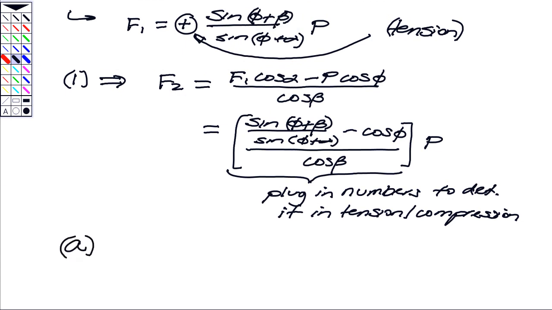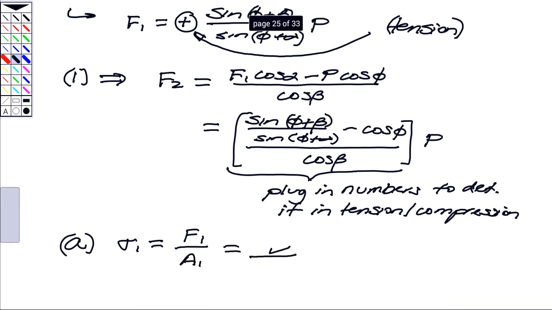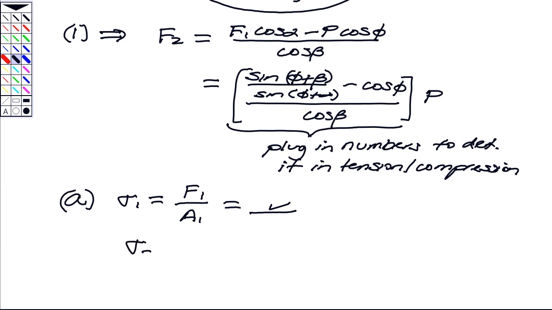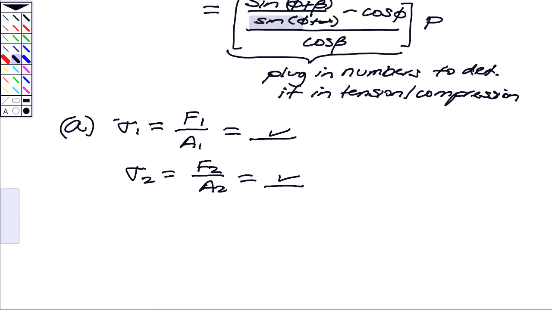For part A, we have then the stress in member 1 is F1, the number we get back from that, divided by the cross-sectional area A1. So we have a number for that. The stress in member 2 is the load carried by that member divided by the cross-sectional area A2. At this point, we have everything that we need, so we're going to end up with a number there on the right-hand side. Part B, we're asked to eventually find the displacements there for joint C.